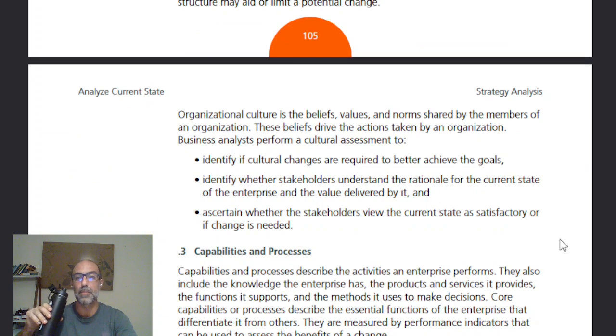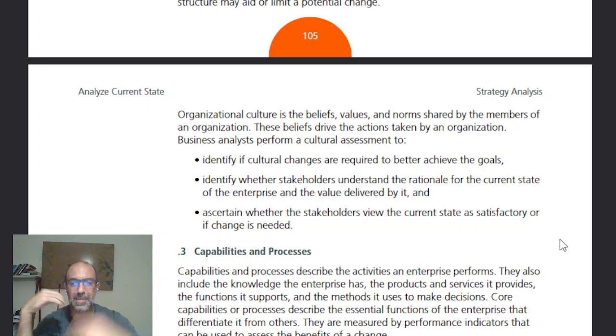Organizational culture is the beliefs, values, and norms shared by the members of an organization. These beliefs drive the actions taken by an organization. Business analysts perform a cultural assessment to identify if cultural changes are required to better achieve the goals. Amazing. Identify whether stakeholders understand the rationale for the current state of the enterprise and value delivered by it, of course. Ascertain whether the stakeholders' view of the current state is satisfactory or if change is needed.